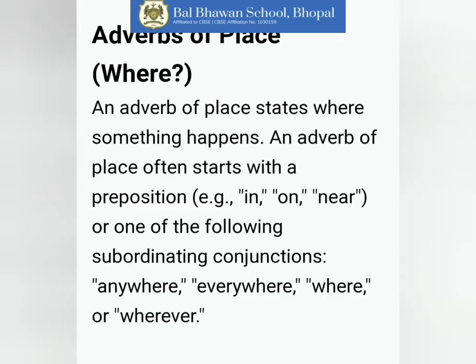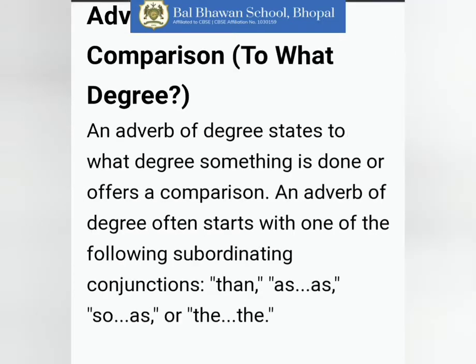Then comes the adverb clause of degree or comparison. An adverb clause of degree states to what degree something is done and offers a comparison. It will start with one of the following subordinate conjunctions: than, as...as, so...as, or the. For example, she is as pretty as she is wise.